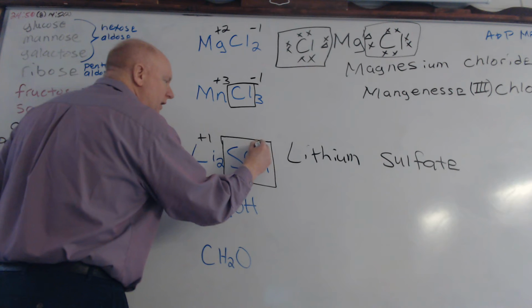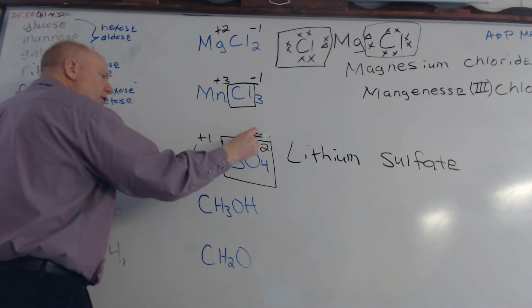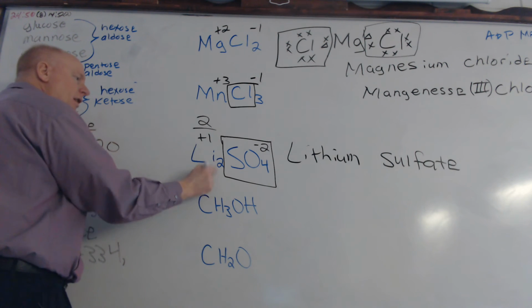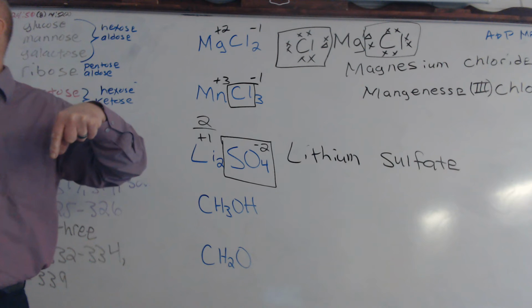This one is -2. We've got one sulfate ion. Least common multiple is 2. 2 divided by 2 is 1. 2 divided by 1 is 2. Remember, the answer you get is what tells you to put below.